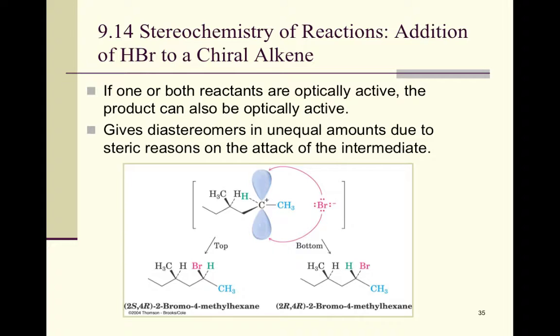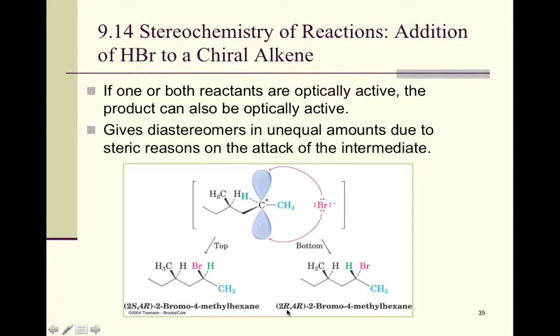If one or both reactants are optically active, the product can also be optically active. This gives diastereomers in unequal amounts due to the steric reasons on the attack of the intermediate. Here we have a carbocation. In fact, this is a secondary carbocation, and bromine can either come from the top or the bottom here. On the bottom attack, we actually get one of the diastereomers.